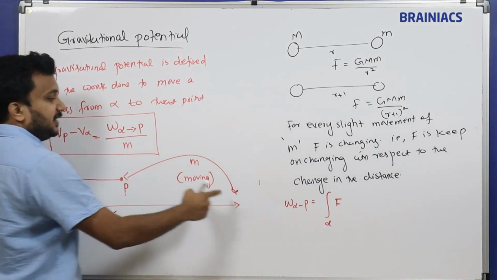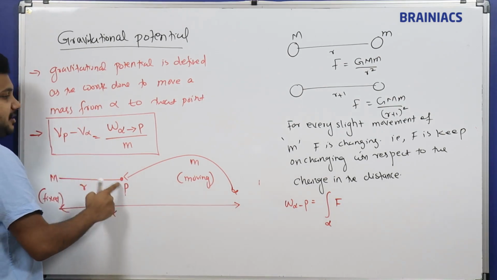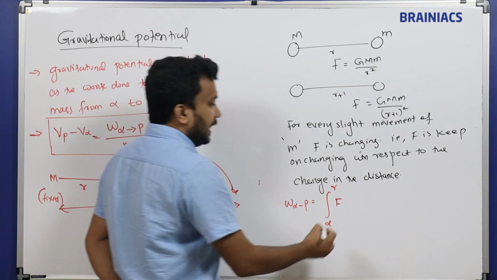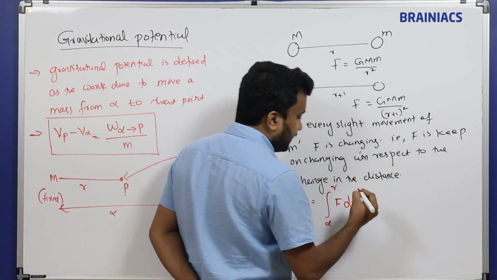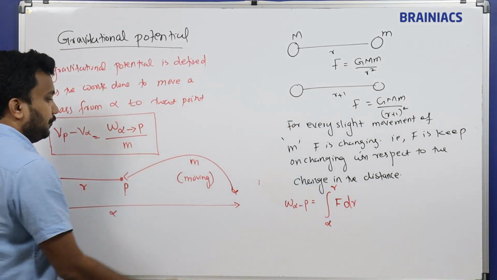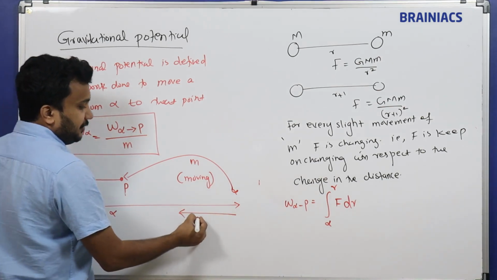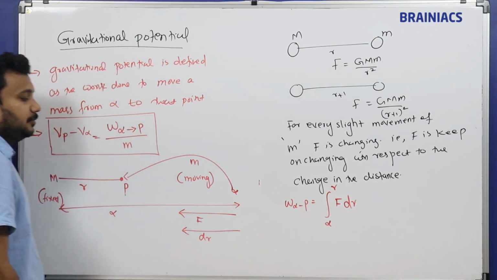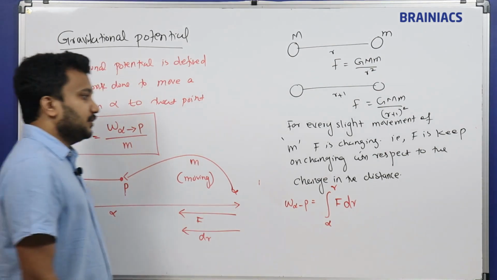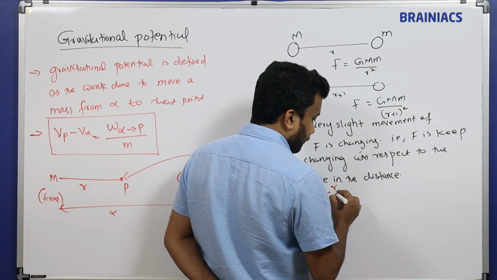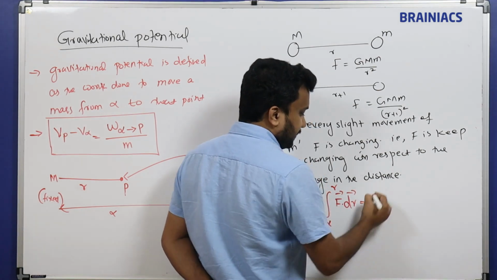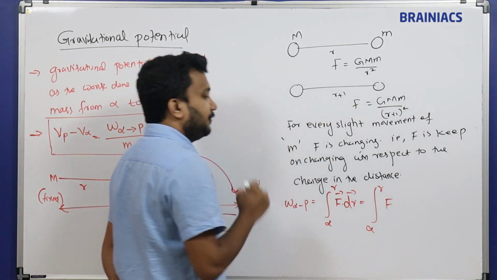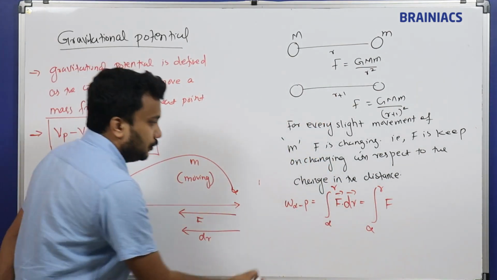From here it is infinite distance. The point P is at how much distance? r meter away. So infinity to r, F into dx, distance I am considering as dr. We are bringing the mass in this direction, F is in this direction, and the distance is reducing in the same direction. So the angle between them is 0 degree. So F dot dr, we can consider as integral from infinity to r. For a variable force this equation is applicable.